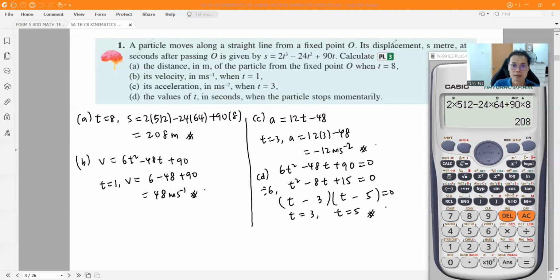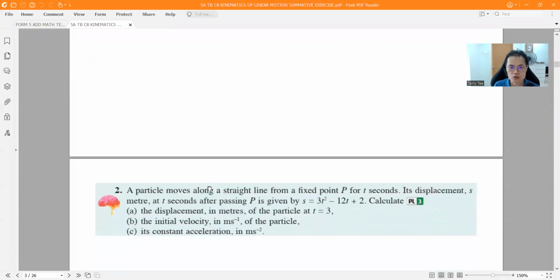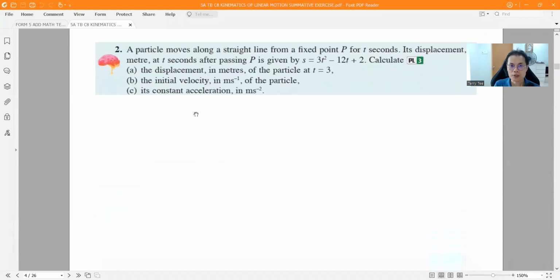All right, moving on to question number 2. A particle moves along a straight line. The displacement function is given like this. Calculate the displacement when t is 3. Okay, so let's just substitute. It's very similar to the first question. When t is 3, s will be, put 3 inside.